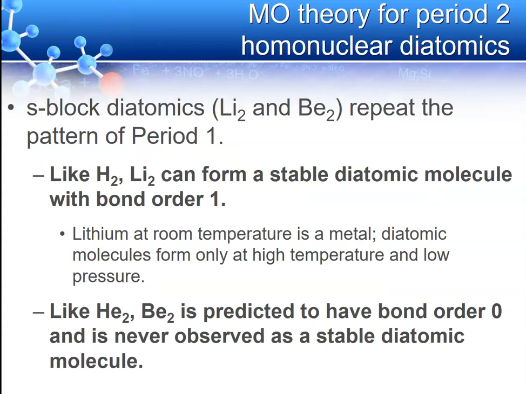We can notice that the s-block diatomics, lithium and beryllium, repeated the pattern of period 1, where we had hydrogen and helium. So like hydrogen, H2, Li2 can form a stable diatomic molecule with bond order of 1. Now that is maybe not our experience. Lithium at room temperature is a solid metal. Diatomic molecules form only at high temperatures and low pressures. But we can actually go into that kind of environment in the lab and we can make Li2. But like He2, Be2 is predicted to have a bond order of 0. So that means we never see Be2. Not under any kind of circumstances would 2 berylliums come together to form a diatomic molecule.